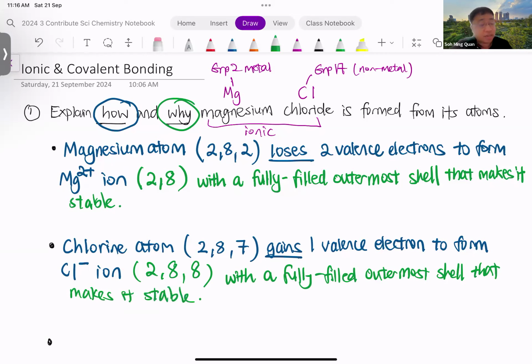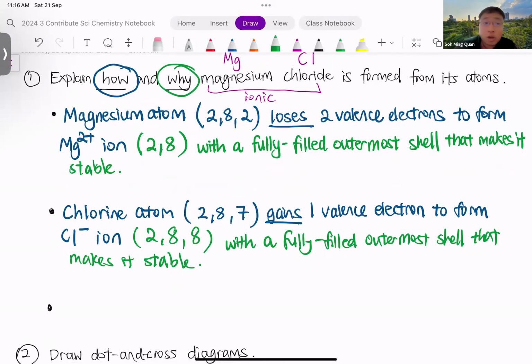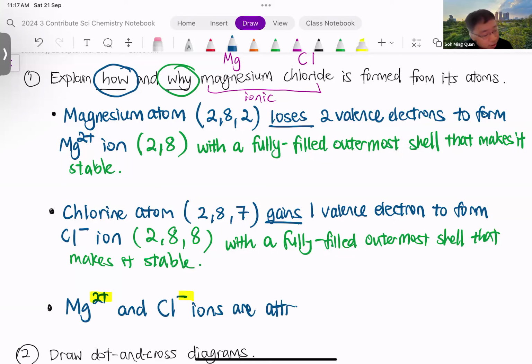So the idea is stability in chemistry very often is due to the fully filled outermost shell. Okay, so up to this stage, I've fully explained how magnesium and chlorine react. The last part is something that perhaps you have never thought of before. Now that you have Mg2+ and Cl- ions, they are charged. When you look at the charge, you realize that one is positive and one is negative. That makes sense. But now that you know it's positive and negative, what can you say about the forces between them? If they are positive and negative, they must be attracted to each other.